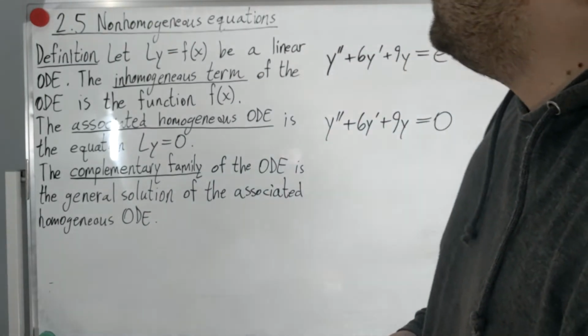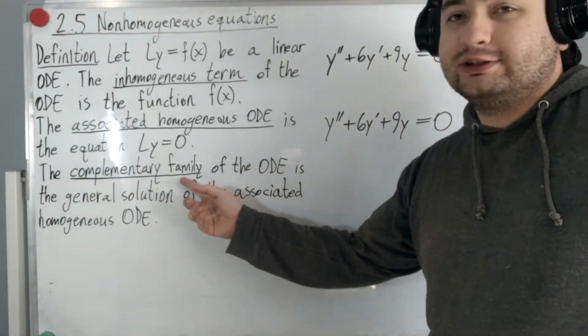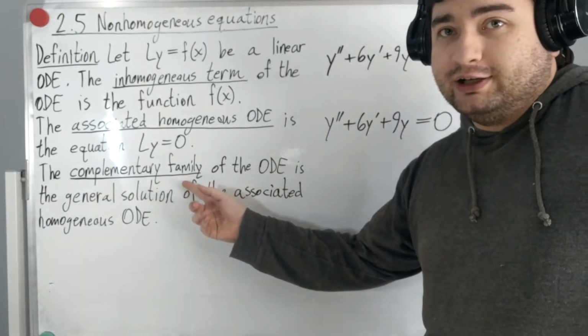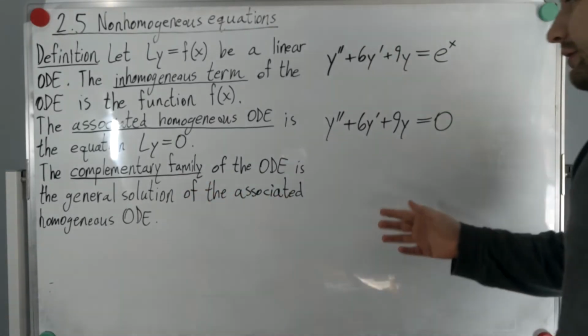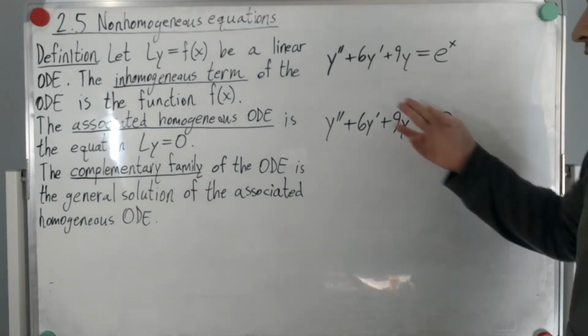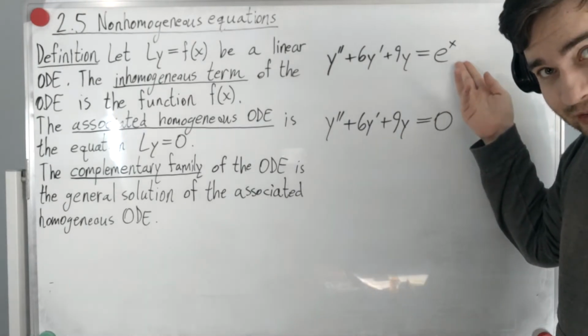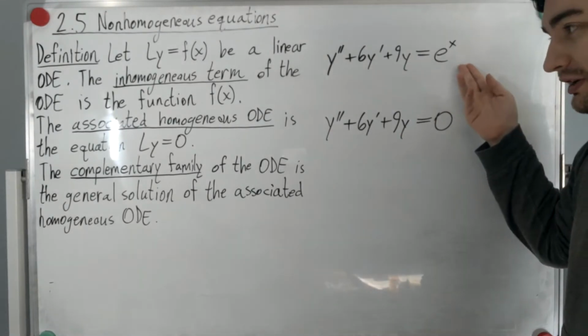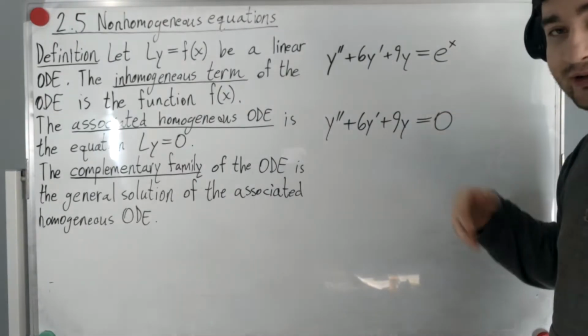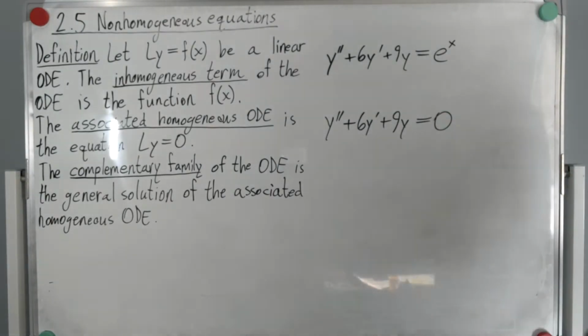The reason why I was so hesitant about calling this the complementary solution is because it is a solution of this ODE, but it is not a solution of this ODE. You see the problem, calling it a solution when in fact it's not a solution. So instead we'll just call it the complementary family.